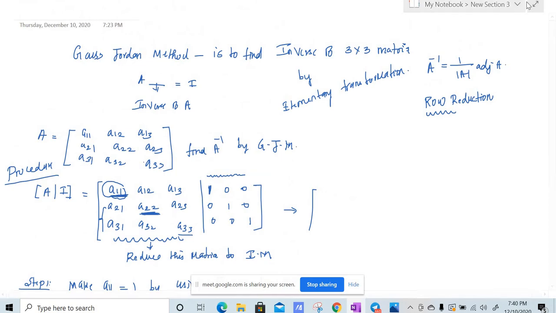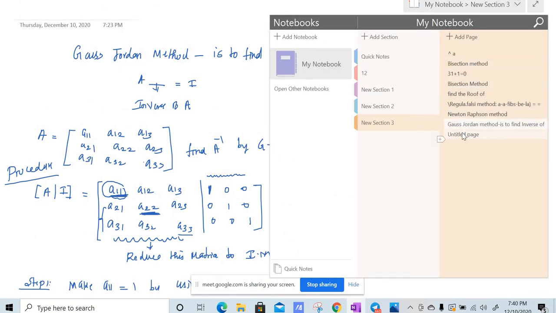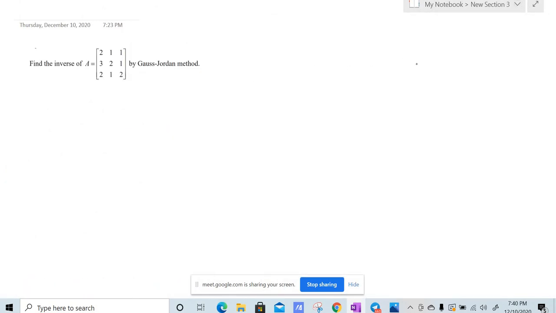Yes. So we will do one problem. Find the inverse of A by Gauss-Jordan method, right? Yes. So what is step 1? First we need to augment A and I. So what is our A? A is 2 1 1, 3 2 1, 2 1 2, right? We need to augment with 1 0 0, 0 1 0, 0 0 1.